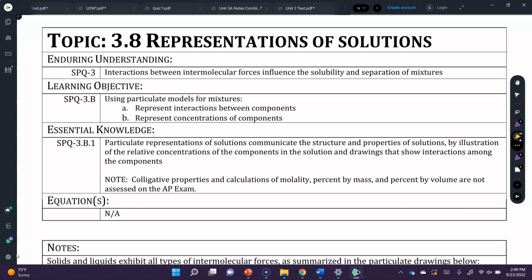Hello everyone, welcome to topic 3.8, representations of solutions. In this, you should be able to use particulate models or particle models for mixtures to represent interactions between the components and represent the concentration of components within a mixture or solution.